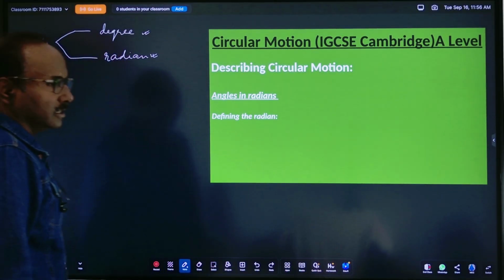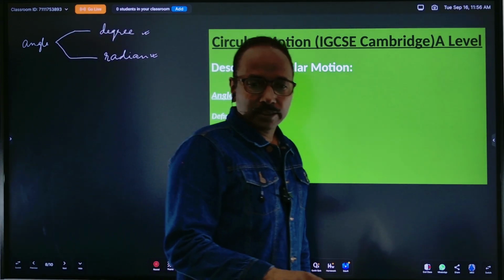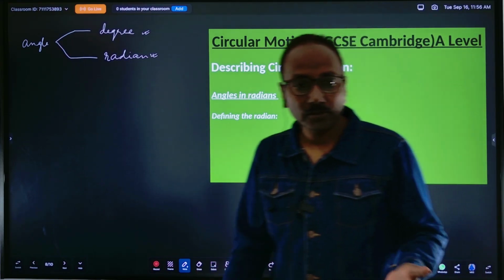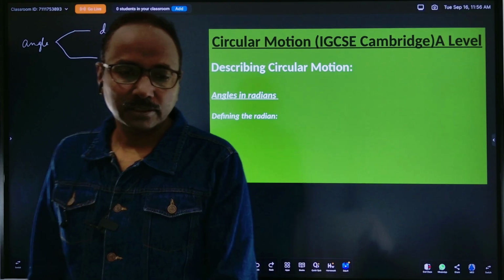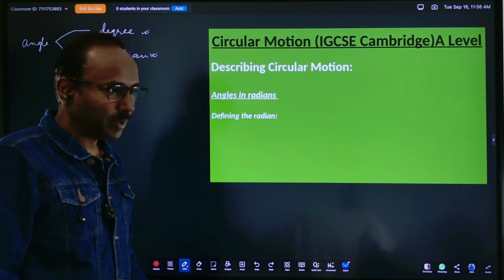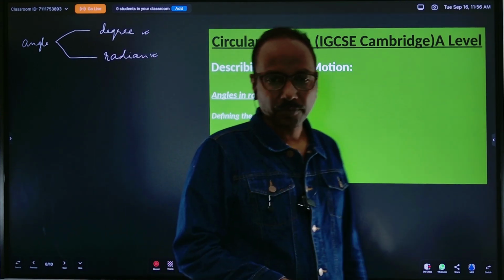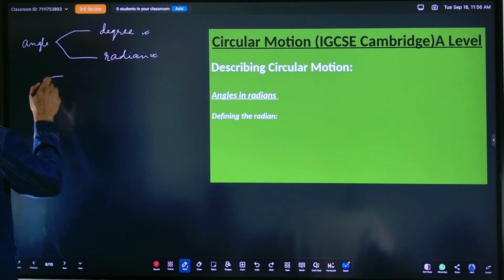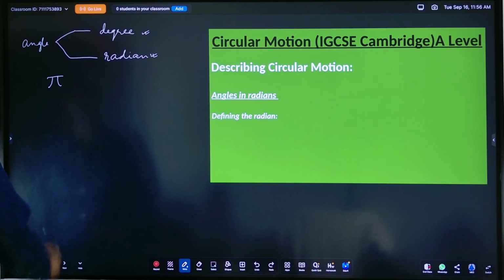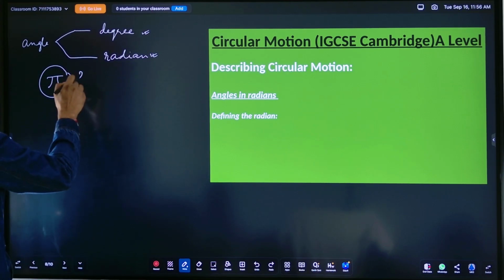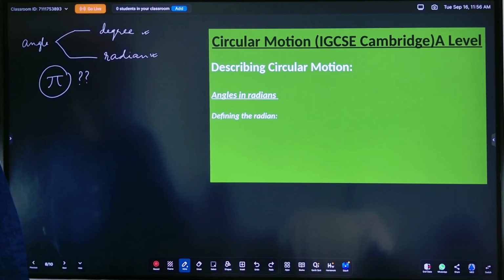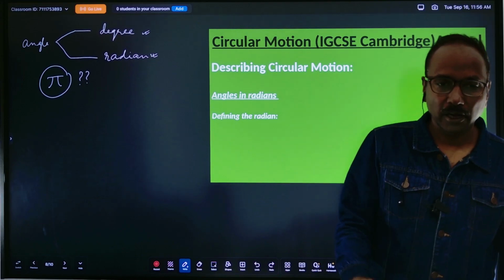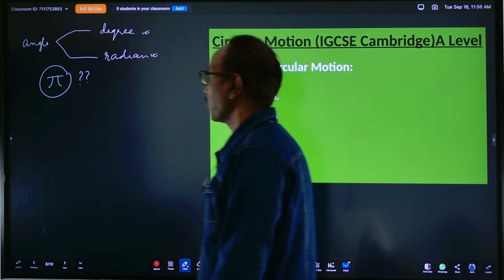So before going into radian, let us discuss how the value of pi has been deduced. Pi, you might be knowing, is a Greek letter and it is expressed this way. How was this deduced, how was it brought into the picture and how was it derived?